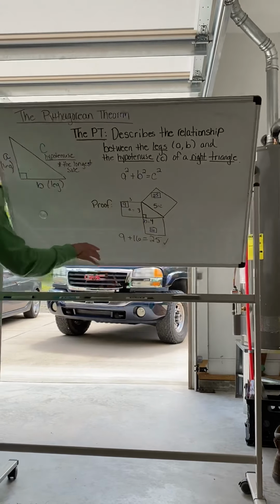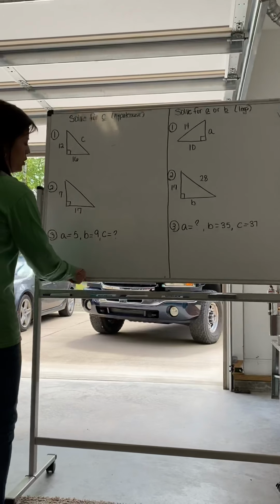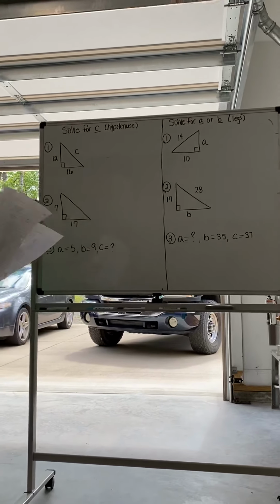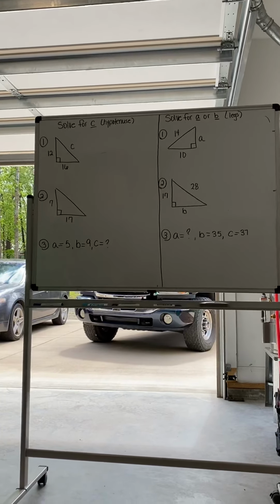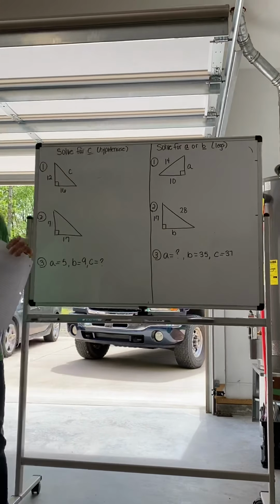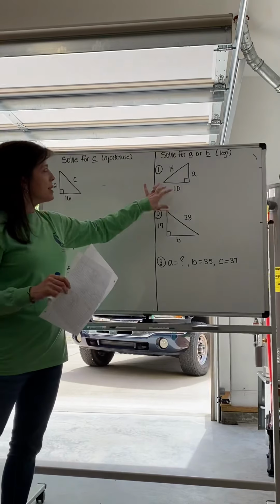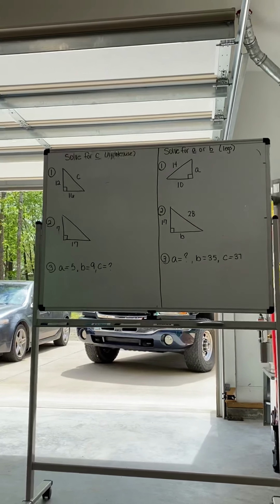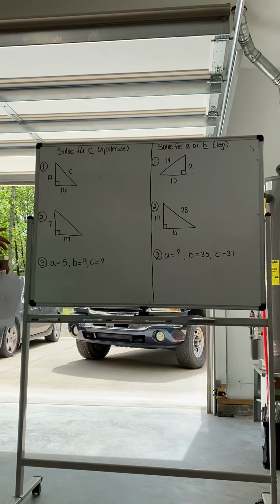Okay, so how do we use the Pythagorean Theorem in Math 8? What we're going to do with the Pythagorean Theorem is use it to solve some problems. So if you notice on my little board here, I've got 3 problems where we're solving for C, or we're solving for the hypotenuse, and I have 3 problems where we're going to be solving for the legs, or solving for A or B.